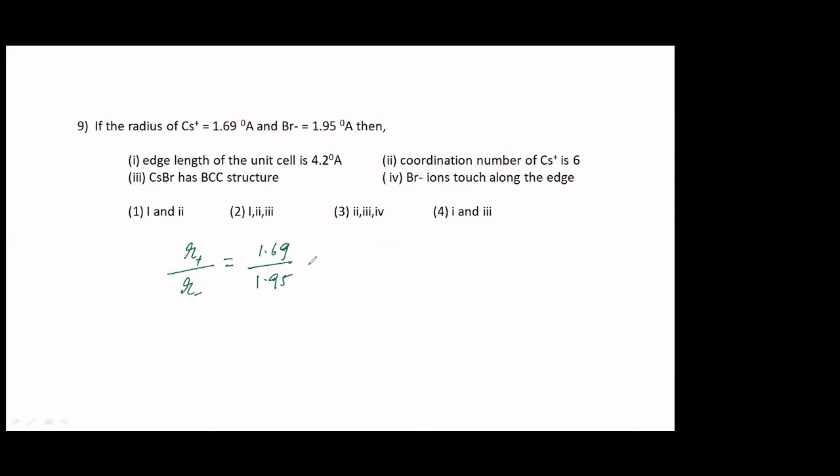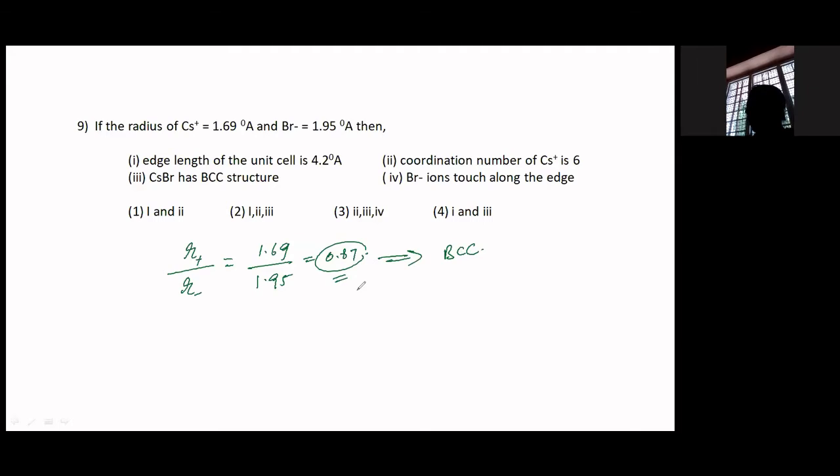1.69 divided by 1.95. You are getting this as 0.87, which means it has to be octahedral, cubic, isn't it? It should be present in cubic, means BCC structure. Coordination number has to be 8, isn't it?